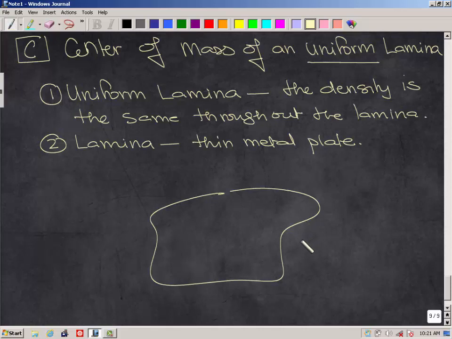Do you follow? That's something we handle in calculus 3 when we talk about functions of more than one variable. But right now we're not going to be able to do that. So we're going to assume that our lamina is uniform. That means it's made up of a single material, and the density throughout that lamina is exactly the same.